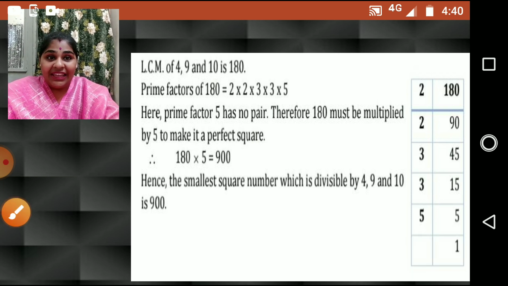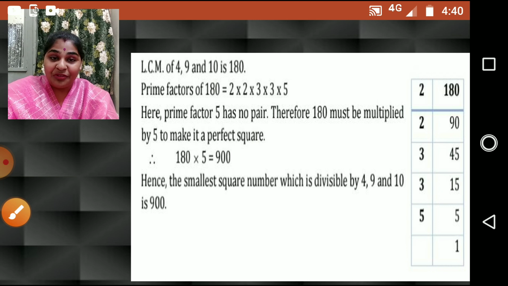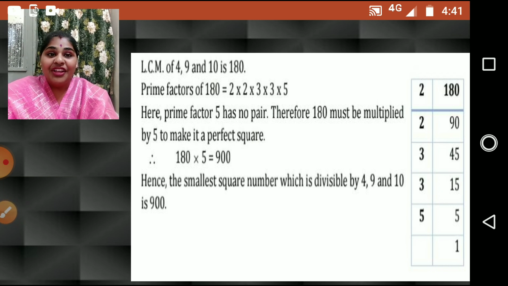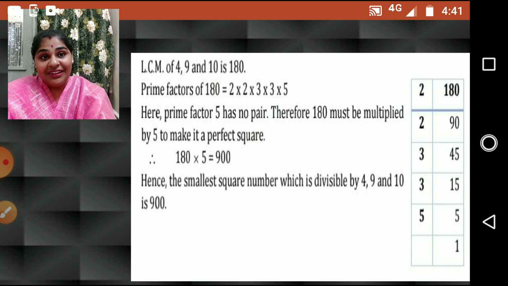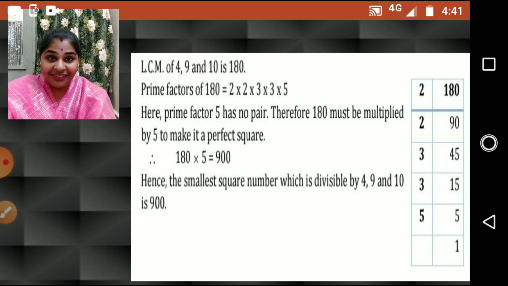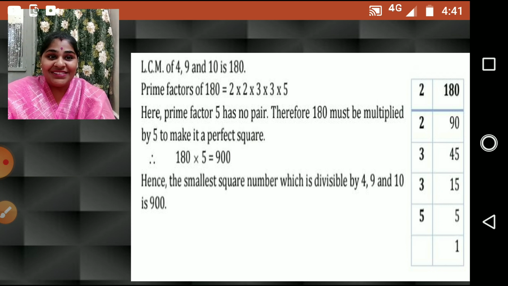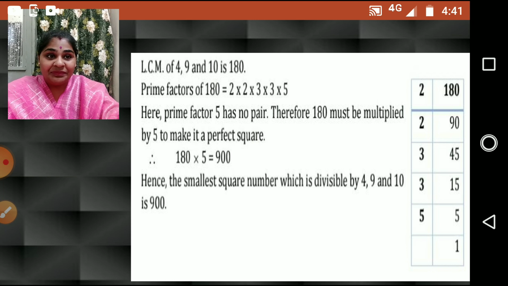Hence, to make it a perfect square, we are going to multiply the given number by 5. So 180 was the LCM of the three numbers, and multiplied by 5, it will be 900. Now 900 is a perfect square, children. So the smallest square number which is divisible by 4, 9 and 10 is 900. I hope this is clear.